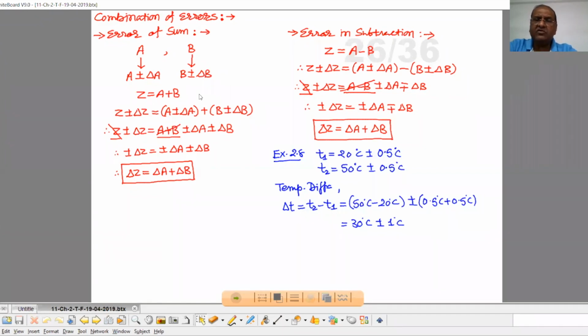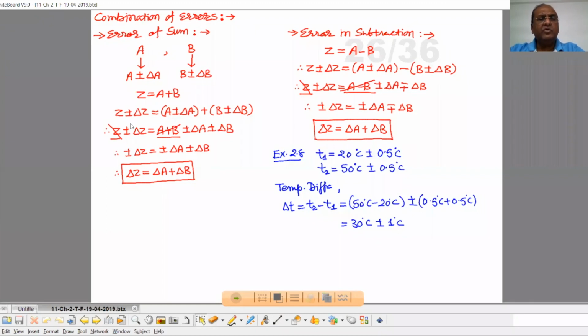Now suppose a physical quantity Z is defined by the summation of A and B, means Z equal to A plus B. Now with error, we represent Z plus or minus delta Z equal to A plus or minus delta A plus B plus or minus delta B. Simplifying, Z plus or minus delta Z as it is, and on the right hand side, take A plus B first, then plus or minus delta A plus or minus delta B.